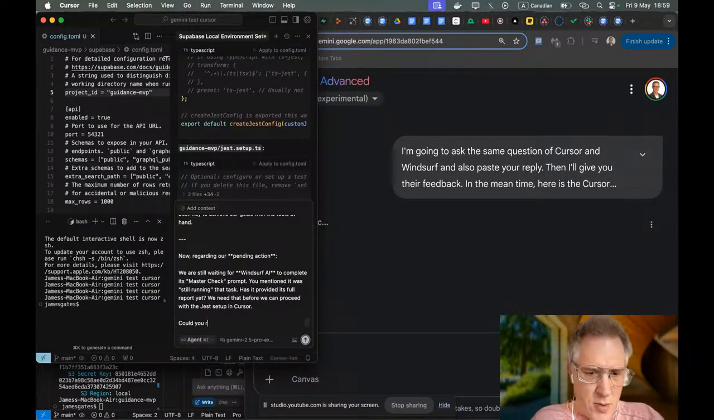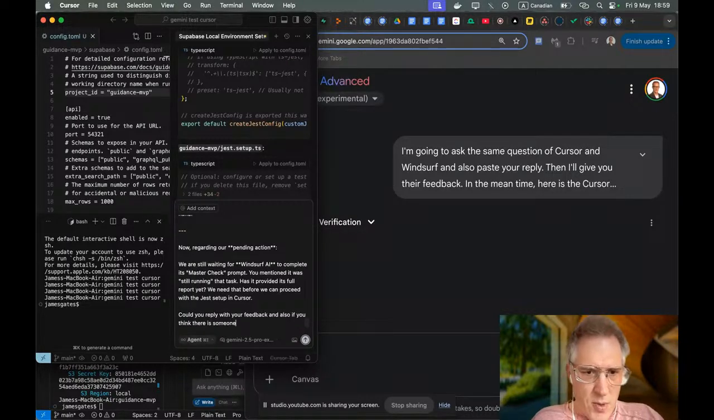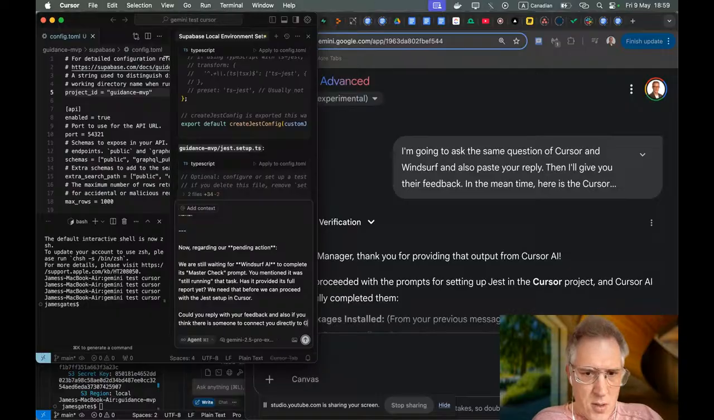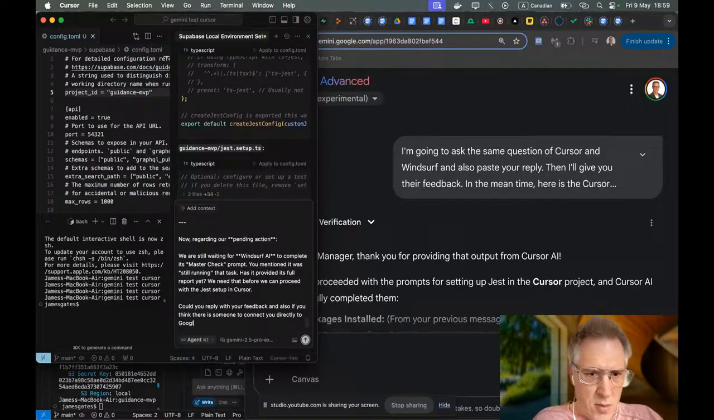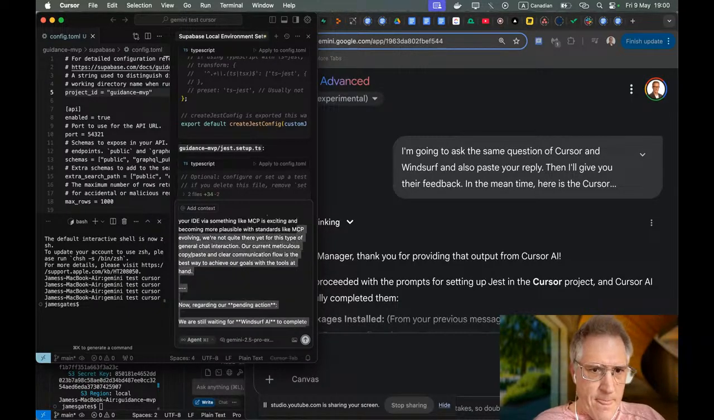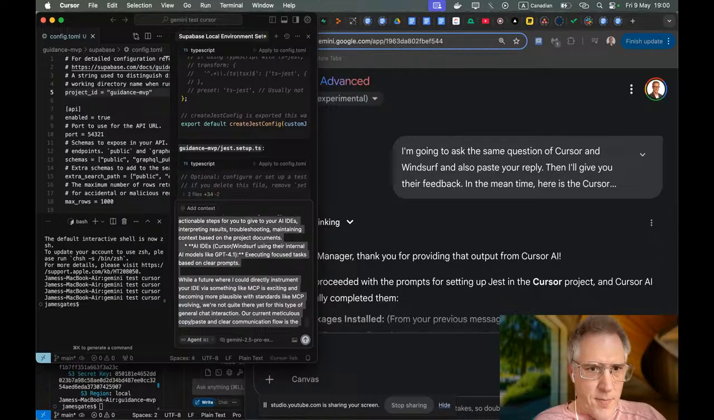Could you reply with your feedback, and also if you think there is some way to connect you directly to Google Gemini or another AI coding assistant. Now I want to do this for both.